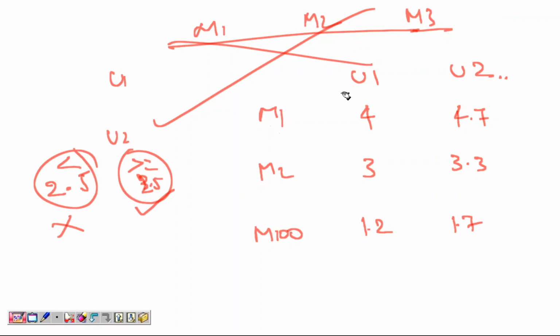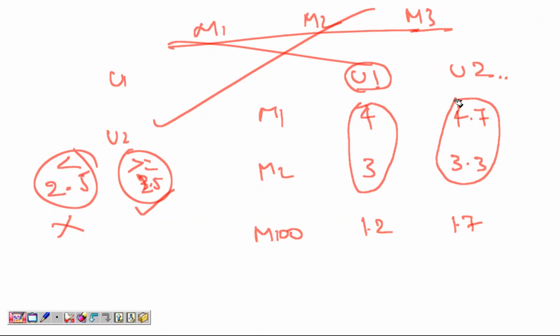Now, user 1 liked what movies here? Movie 1 and movie 2, right? User 2 liked what movies? Same movies, right? Both have watched three common movies. Think that this is not 3, this is 300. Out of 300, think that 270 movies were mostly liked by both the people, right? That means user 1's taste and user 2's taste are similar or not?